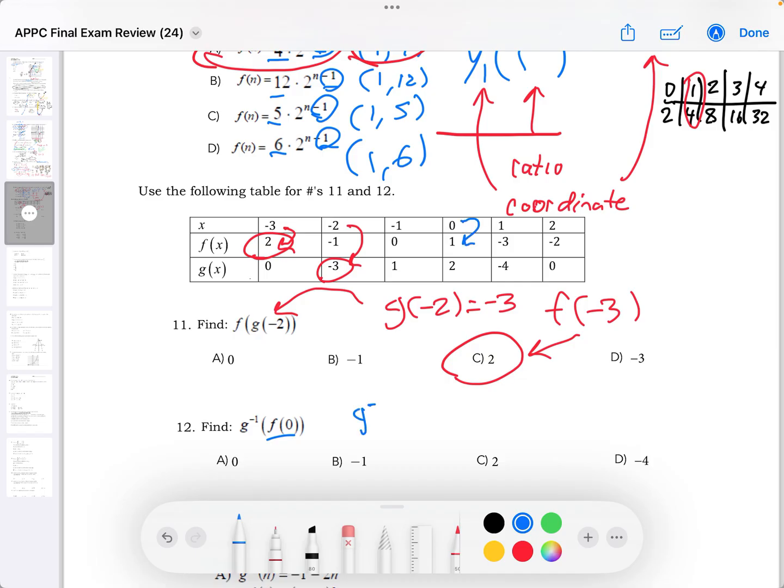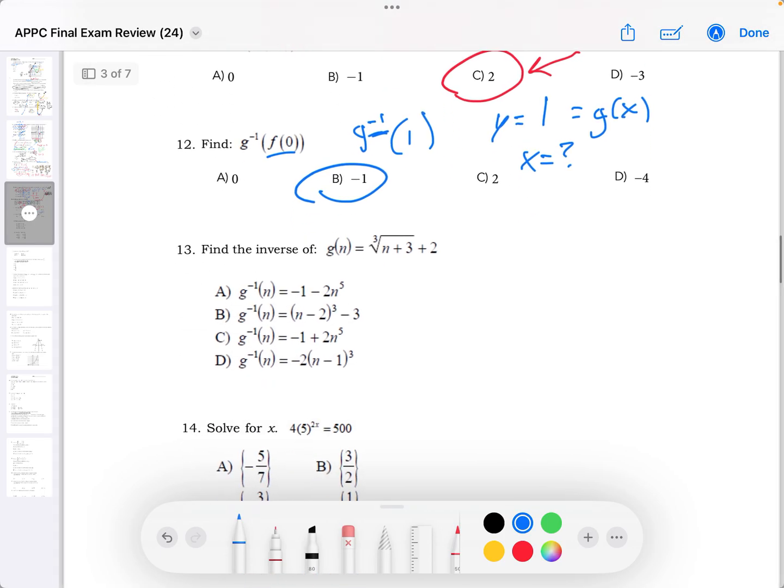So now I'm finding inverse g of 1, in which case, keep in mind, if this is the inverse, this is telling me y or g of x equals 1, in which case the question is what x value produces that coordinate. So I go to g of x equals 1 right here, and I look at what x value caused that to happen, in which case it would be negative 1. That one I got to kind of work backwards with.